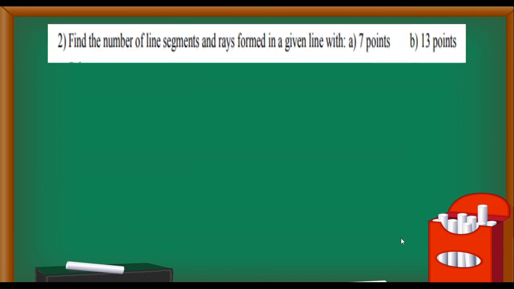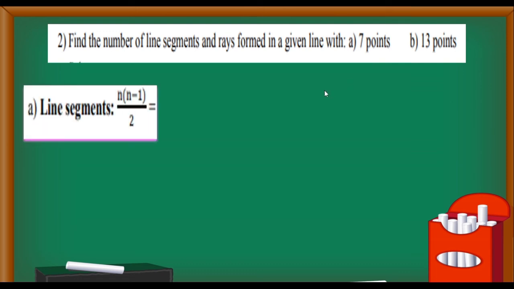So, let us identify the number of line segment and rays formed in a given line. So, given po yung una ay 7 points. And then, the other one ay 13 points. Diba napag-usapan natin kanina? Paano kung hindi natin kailangan isulat lahat? Kasi nga, ang dami nun. So, paano natin malalaman yung line segment at ray ng given line? So, given ang letter A, which is 7 points, ayan.